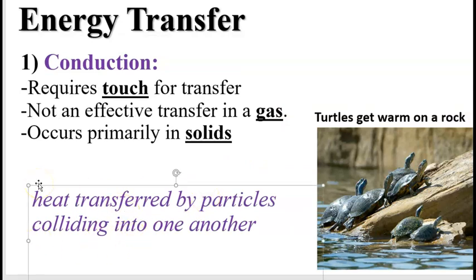Conduction requires touch for transfer. This does not work effectively in a gas. Why? Because gases are moving so fast they very rarely can even bump into each other. So primarily we see conduction occurring in solids, like these turtles who are warming themselves up on a rock. So conduction, you really want to be thinking about heat being transferred by particles colliding into one another.